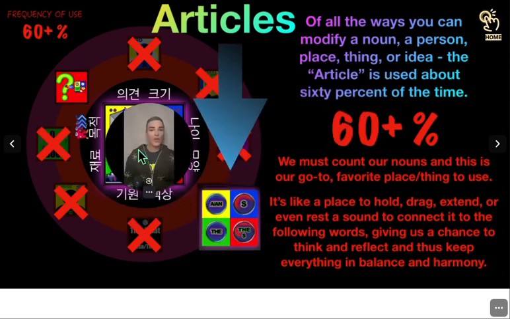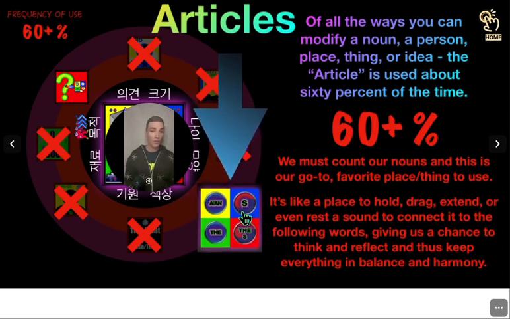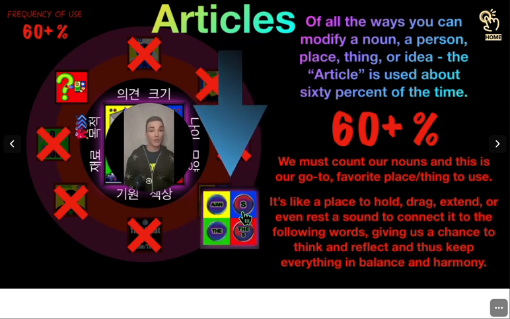It says, articles. Of all the ways you can modify a noun, a person, place, thing, or idea, the article is used about 60% of the time. Well, this is very interesting. About 60% of all things said will use one of these 4: A, AN, THE, and S or THE S. So we must count our nouns, and this is our go-to favorite place, thing to use.